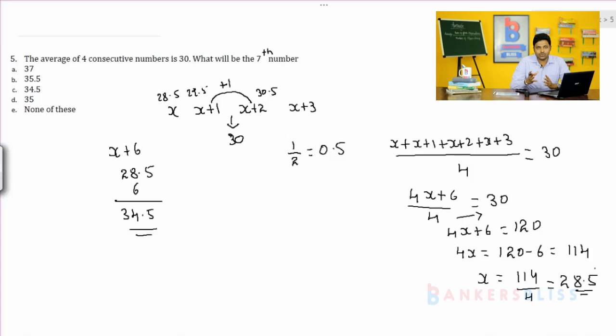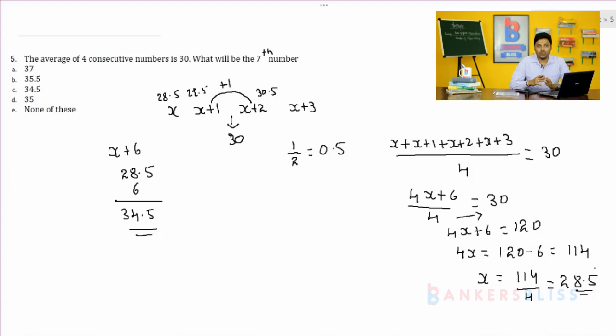This is the lengthiest procedure where you have to use so many calculations. If you go with the concept of arithmetic progression in a very easy manner, you can calculate the answer. Here the average is 34.5. So option C is the right answer.